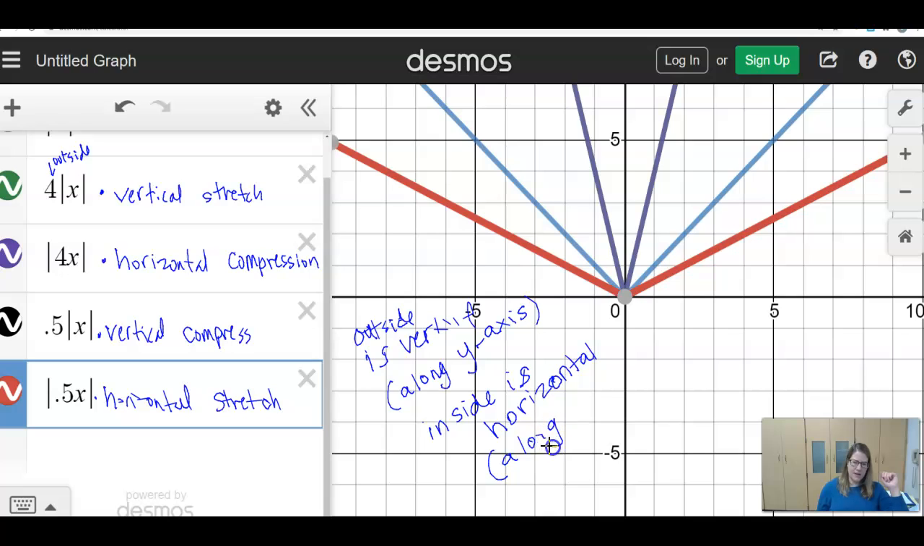And then don't forget, inside lies, always lies. So if you expect a number to do something, it's probably going to do the opposite. Okay? So if I expect a bigger number to stretch, it's going to do that on the outside, but if it's on the inside, it's actually going to do the opposite, and it's going to compress. Because inside lies. Okay?